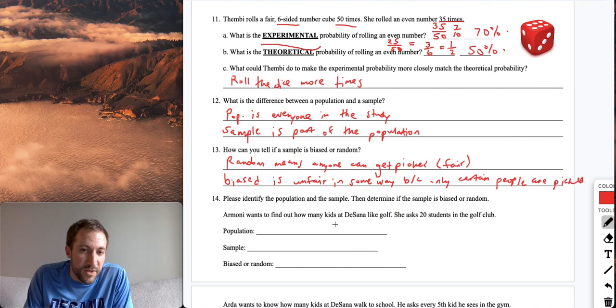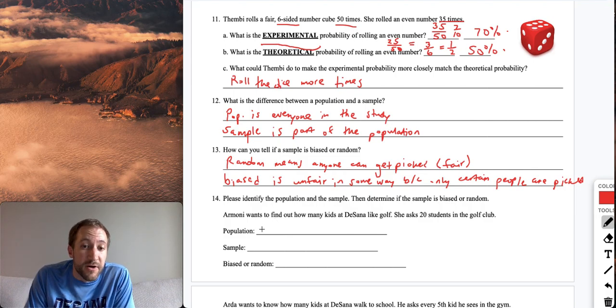So let's go down here and look at one of these. Identify the population and the sample. Then determine if that sample is biased or random. Armani wants to find out how many kids at DeSana like golf. She asks 20 students in the golf club. If she wants to know how many kids at our entire school like golf, and she only asks the kids in the golf club, I can guarantee every single one of those kids is going to say they do like golf. So that is not a good sample to ask because it's biased. All of them are going to give the same answer.